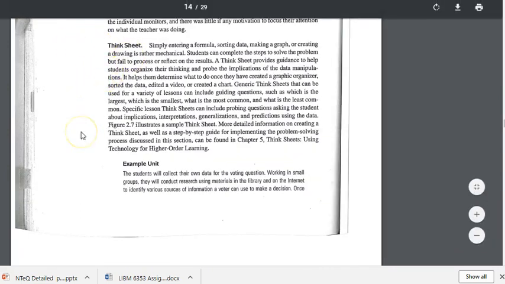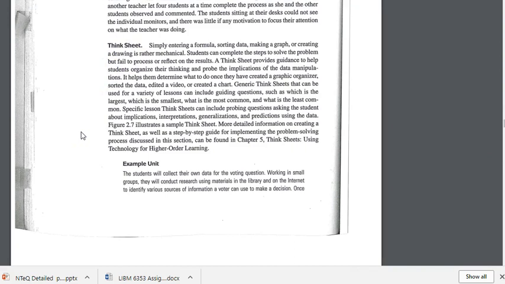Think sheets are something you can provide to give a little extra guidance to help students organize their thinking and determine what they're going to do once they've created a graphic organizer or sorted their data or edited a video or created a chart. You can have generic think sheets that just have a variety of guiding questions such as, what's the largest, what's the smallest, what's the most common response, what's the least common response. But then you can also create your own specific think sheets that include probing questions that ask the students for implications, interpretations, generalizations, and predictions using the data.